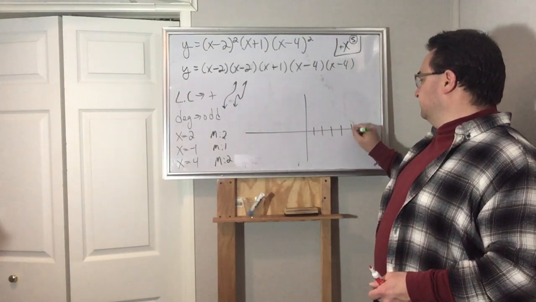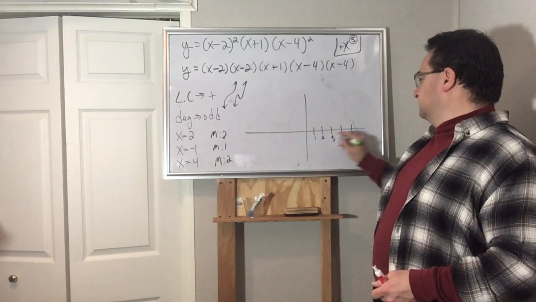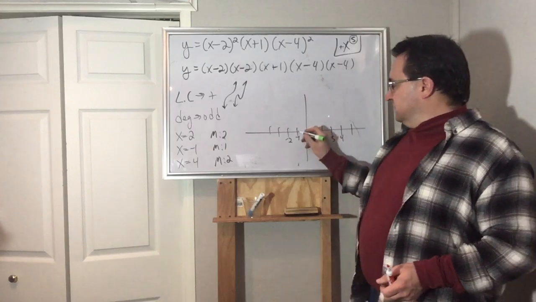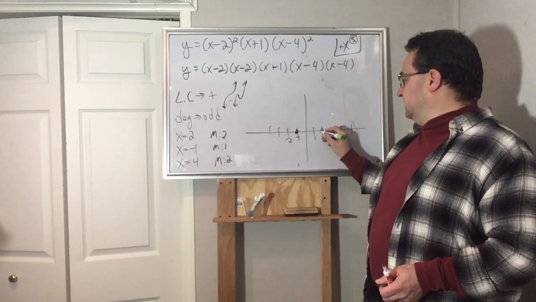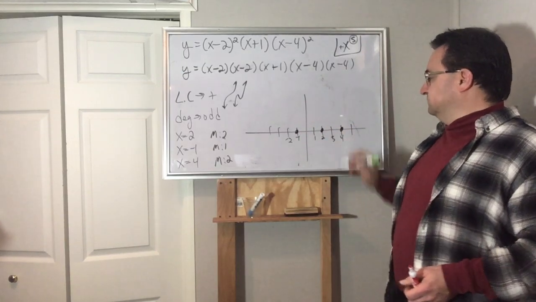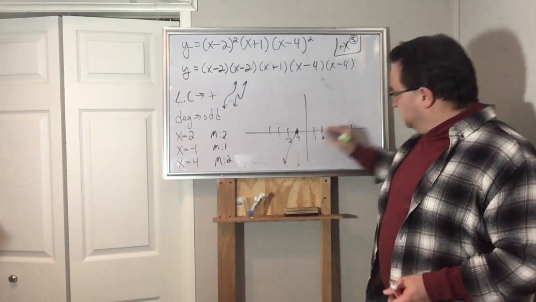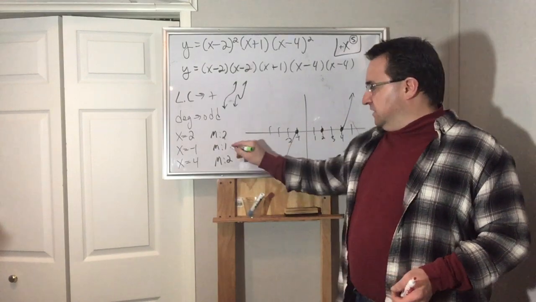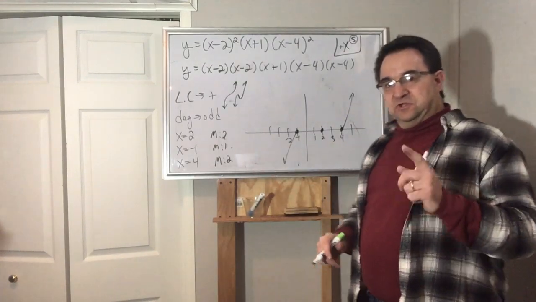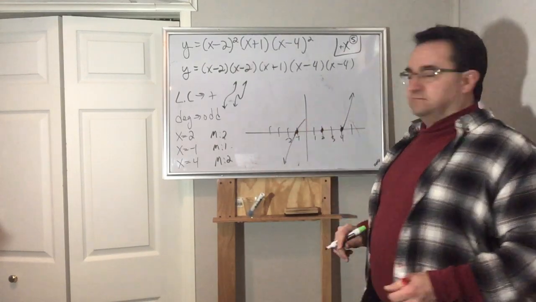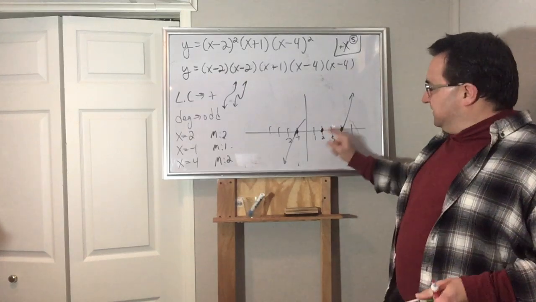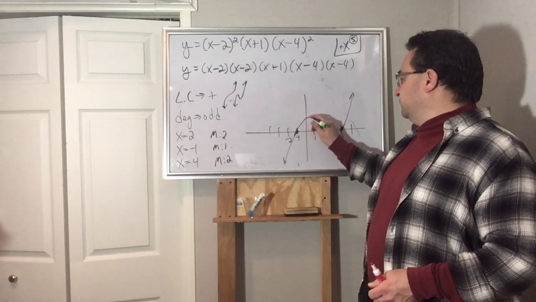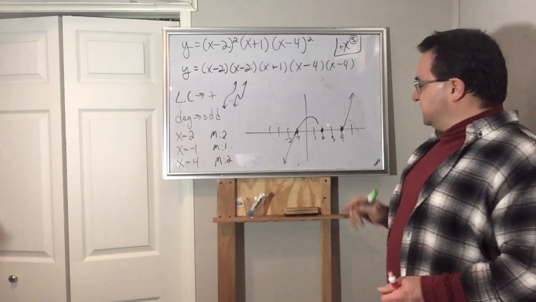1, 2, 3, 4, 5. 1, 2, 3, 4. I have a 0 here, here, and here. I know it starts low and ends high. This -1 has a multiplicity of 1, so I shoot right through it. I have to come back and hit that 0, so somewhere in between, right in the middle, I got to turn around and head towards that 0.